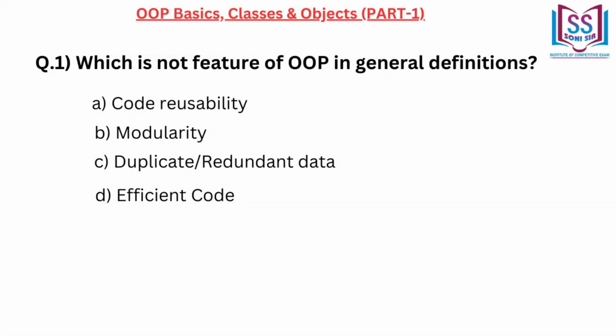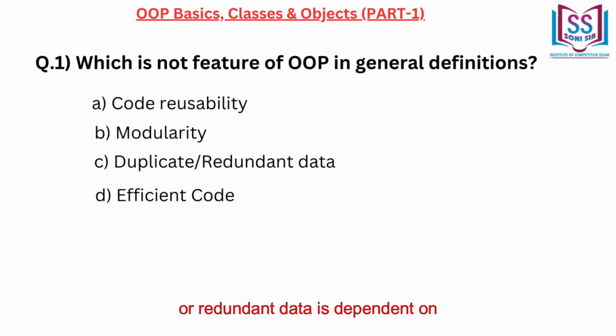Which is not a feature of OOP in general definitions? A. Code reusability. B. Modularity. C. Duplicate or redundant data. D. Efficient code. Correct answer, C.